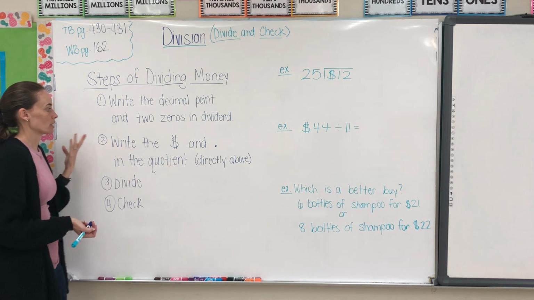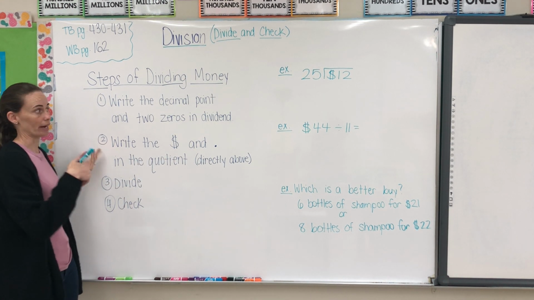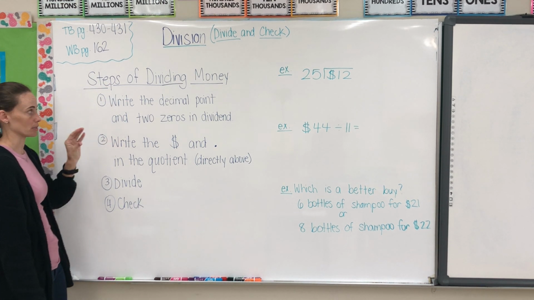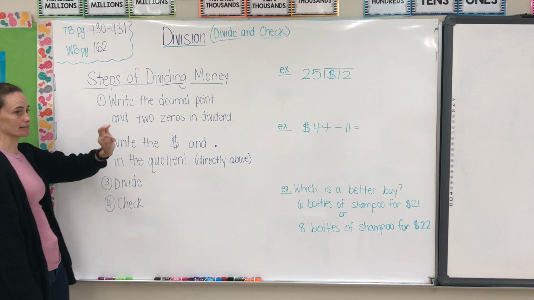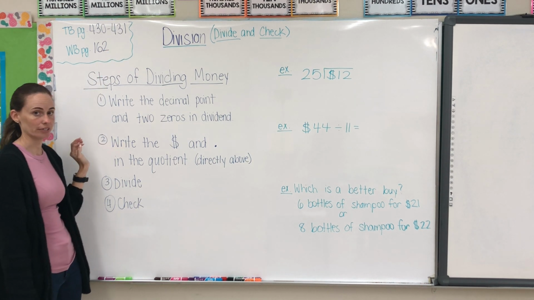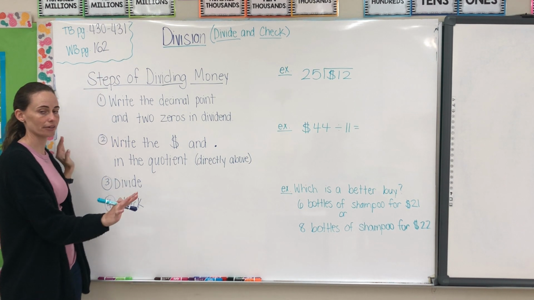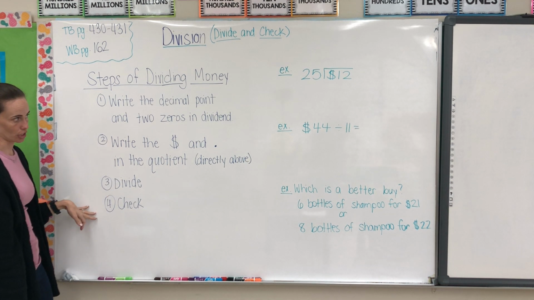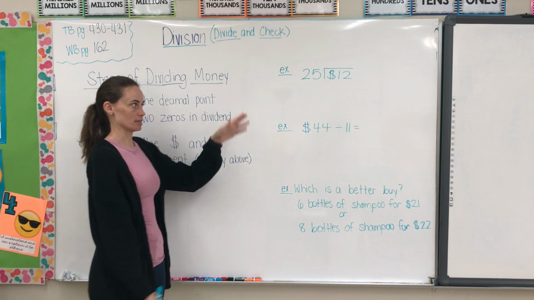Okay, so then after that, you would write on the top, remember when we divide money, in the quotient on top, we put the dollar sign right on top and the decimal point right on top, wherever it is, right? So that we already have it there in our answer, in our quotient set up. And then you would divide and check. So let's get started with an example.